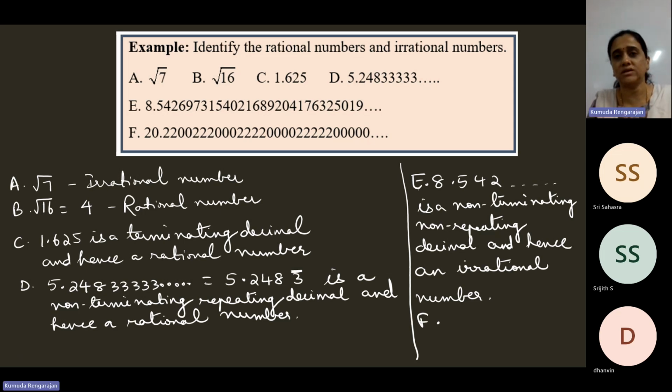F, same answer as E. Don't write "same as E", write the same answer. That number is a non-terminating, non-repeating decimal and hence an irrational number.